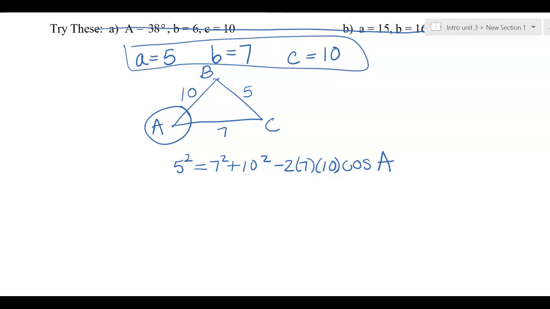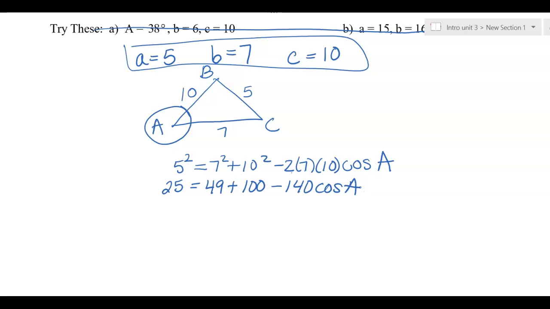All right. Here's what people do incorrectly. I'm going to take a few steps here because I want you guys to see. So 5 squared is 25. 7 squared is 49. 10 squared is 100. 2 times 7 is 14 times 10 is 140. And you guys have calculators, so even if you couldn't do the arithmetic in your head, it's there.